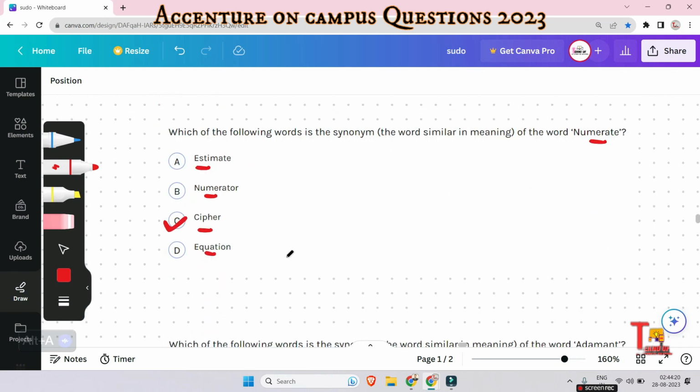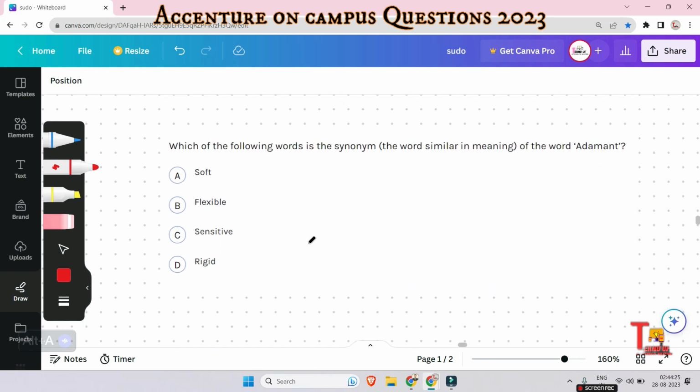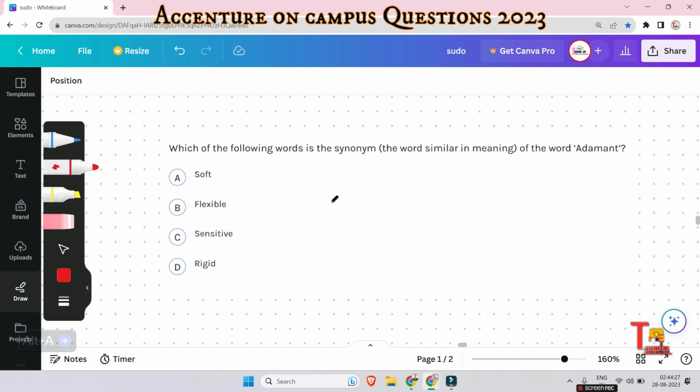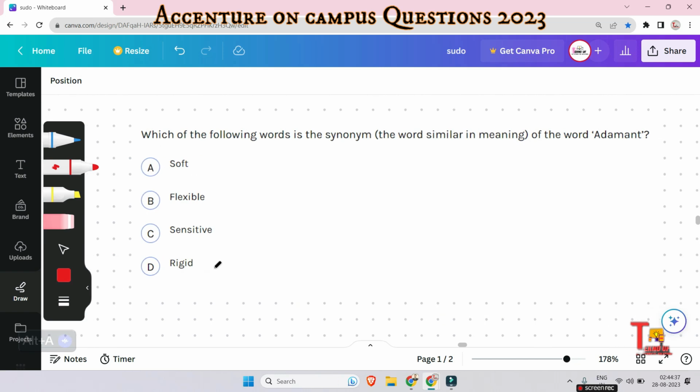Okay, the next question is, which of the following words is the synonym of the word adamant? Soft, flexible, sensitive, or rigid? Please think a little and give me the answer. What is the synonym of adamant?